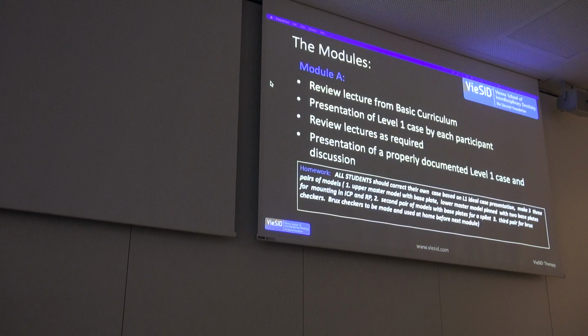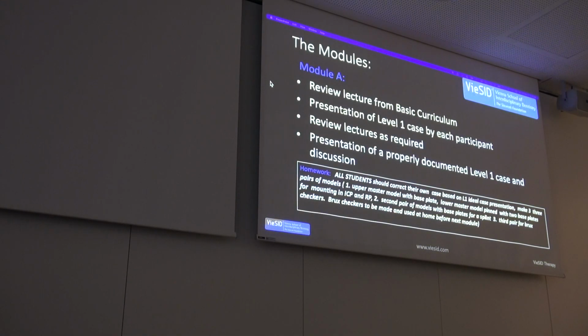Our goal is to start off with the basics, as Christian said, build to level 2 where we get to more complex cases with TMD. At the end of this particular module, we're going to show a really good Ellett Hazard documented level 1 case. And then the homework for that will be correcting your cases, the initial one, from the level 1 ideal case that you see. We're going to have you make 3 pairs of models.